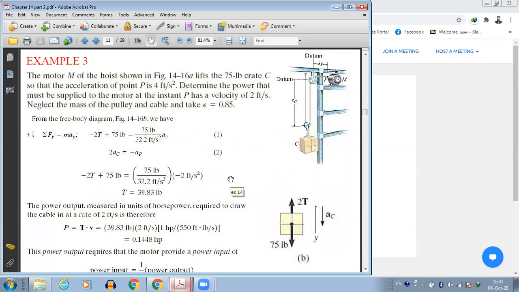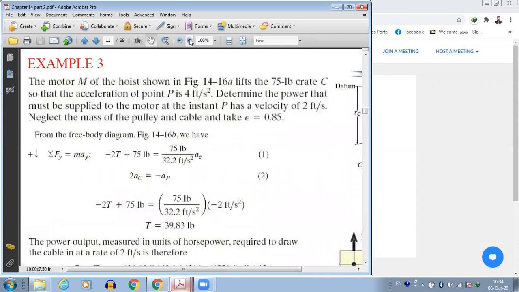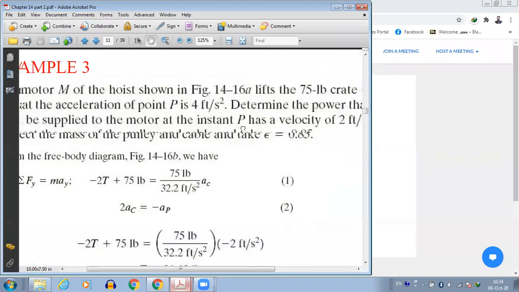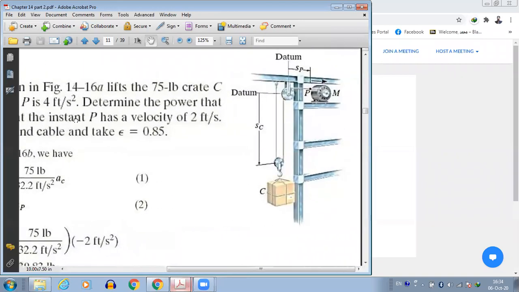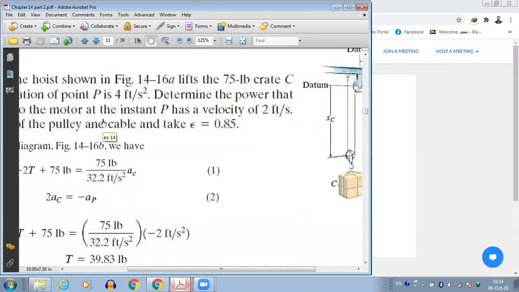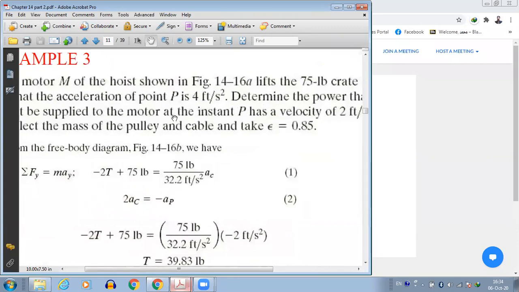The motor of the hoist in figure 14-16A lifts the 75-pound crate C so that the acceleration of point P is 4 feet per second square. So this is the motor, which is actually pulling the rope at point P. The acceleration is given as 4 feet per second square. Determine the power that must be supplied to the motor. Again, we need the power that must be supplied to the motor.